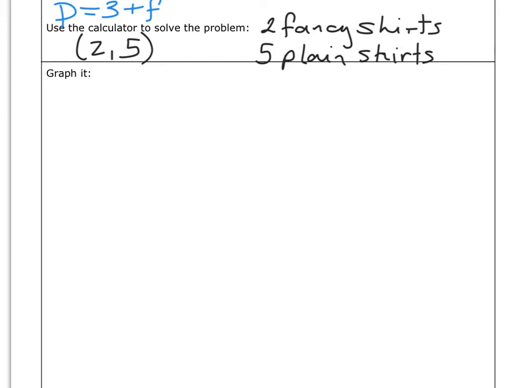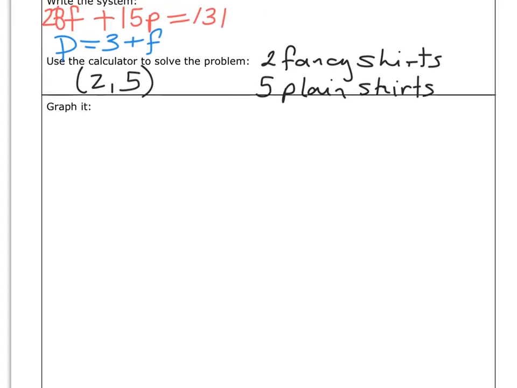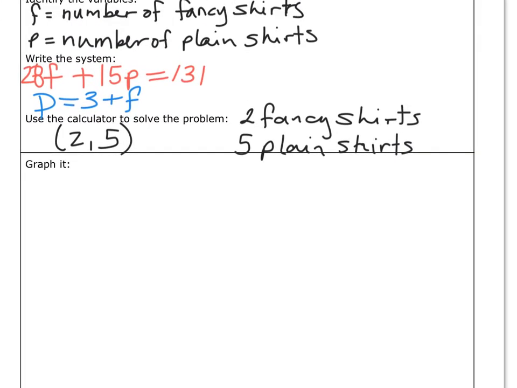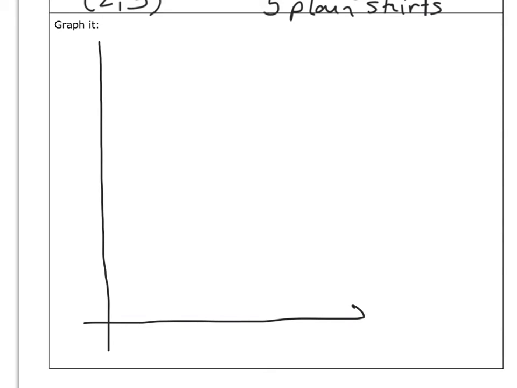Okay? So which equation do you think is going to be easier to graph? The 28f plus 15p equals 131 or p equals 3 plus f? The p, because that's already solved for y, right? So let's graph that one first. So there on your graph paper, I'm going to have to sketch mine. It's going to be okay. So I'm going to make my vertical axis the number of plain shirts. I'm going to make my horizontal axis the number of fancy shirts.